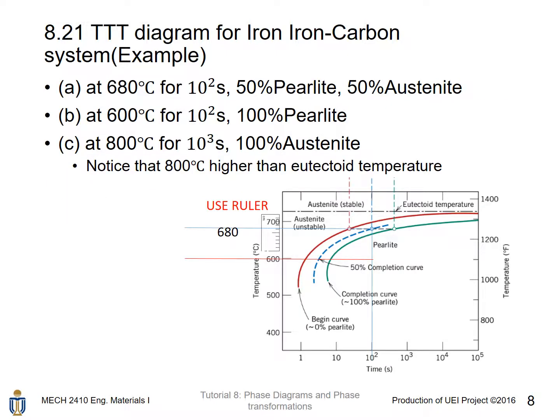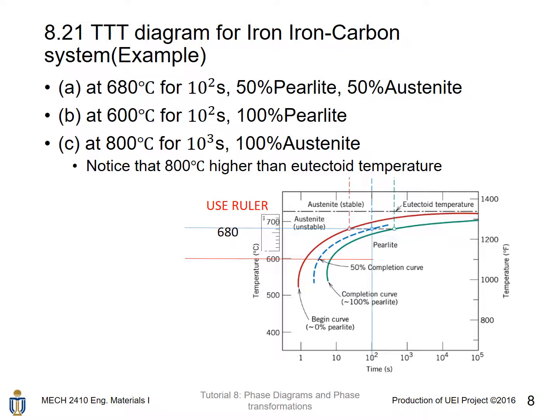For A, at 680 degrees for 100 seconds, it will finally be 50% pearlite and 50% austenite. Okay, so how can we know that? We need to use a ruler to first find the respective temperature. Do use a ruler, which is very, very important.